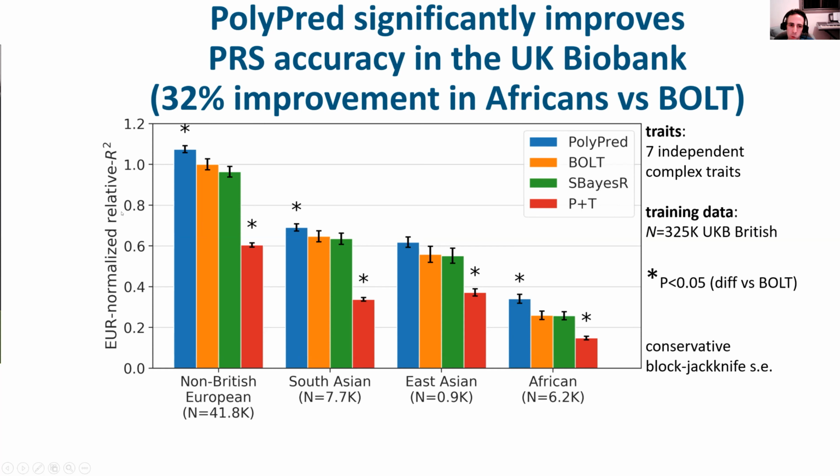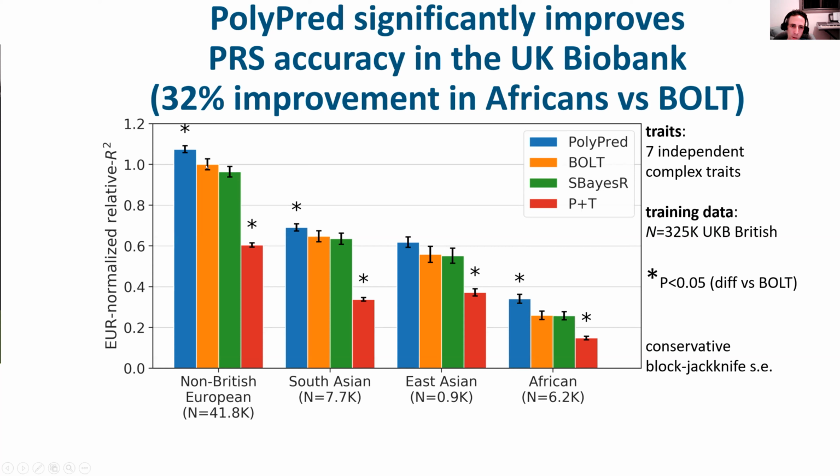The quantity that we report, the y-axis, is what we call the European normalized relative R-square. What this means is that we take the R-square and we normalize it according to how well we do in this orange bar here, basically. So how well does BOLT-LMM do in non-British Europeans? Because we decided that this is going to be our baseline that we compare ourselves to. So you can see that this orange bar here, by definition, gets an average score of 1, right? Because this is the definition. And then we compare ourselves according to that.